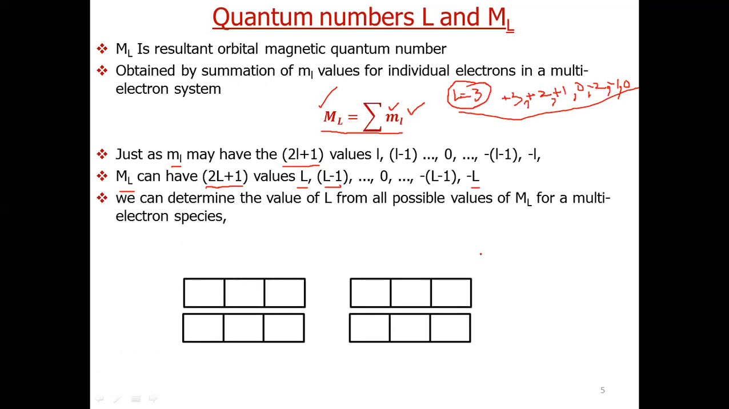Now we can also determine the value of L from ML. If we know the values of ML, we can determine the value of L. Suppose we get 3 values of ML, plus 1, 0 and minus 1. Now this set corresponds to the value of L equal to 1. So from ML values, we can calculate L.